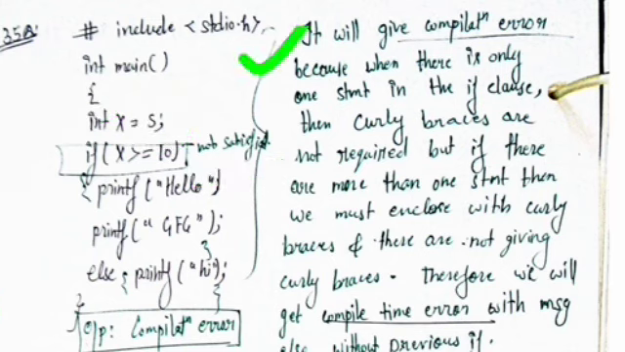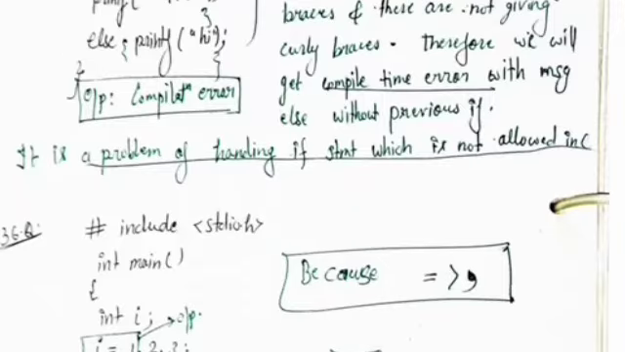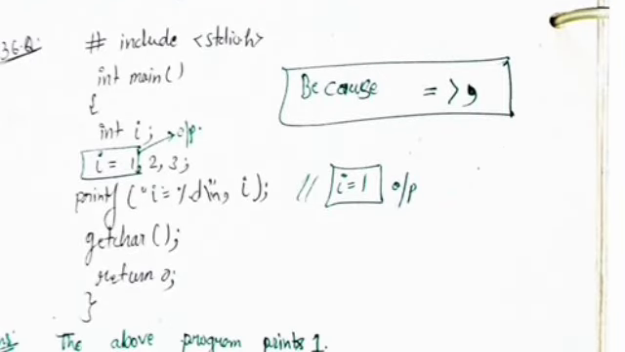It will give a compile error because when there is only one statement in the if clause, then curly braces are not required. But if there is more than one statement, then we must enclose them with curly braces. Here curly braces are not given. Therefore, we get a compile time error with the message error: else without previous if. It is a problem of handling the if statement, which is not allowed in a C program. Now come to the next question, question number 36, and this is the last question of this session.